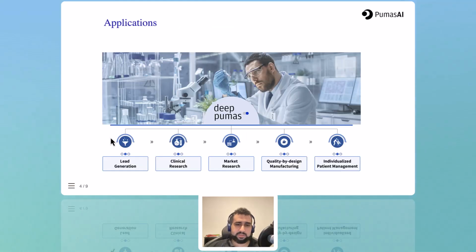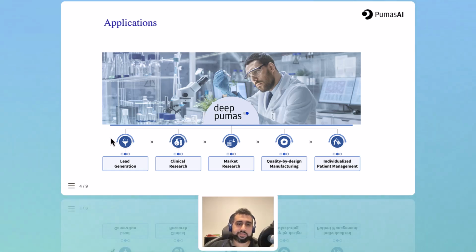And this really has applications across the board, in fact, all over healthcare and even beyond. But perhaps in drug development, we can apply this methodology from lead generation to clinical research to market research, quality by design, and even individualized patient management.